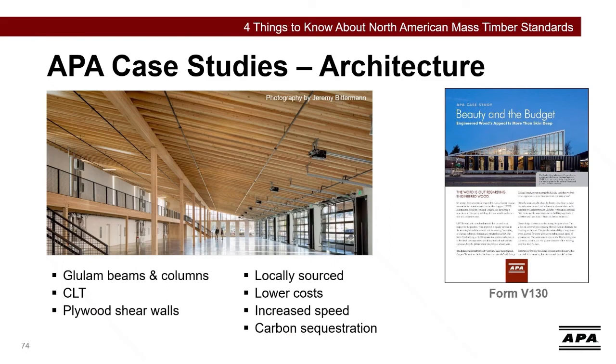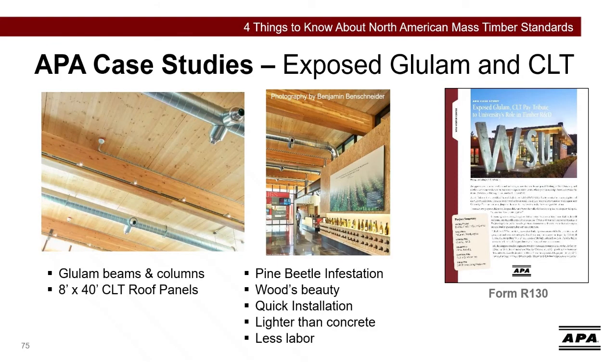This publication, Form V130, features multiple projects and discusses locally sourced wood, lower costs, shortened construction times, and the environmental benefits from using CLT and Glulam. I'll conclude with a case study for the Brailsford WSU Visitor Center. Wood from mountain pine beetle infested trees was used here, which I think is very cool. Other features include quick installation, lower costs, and just highlighting wood's natural beauty.